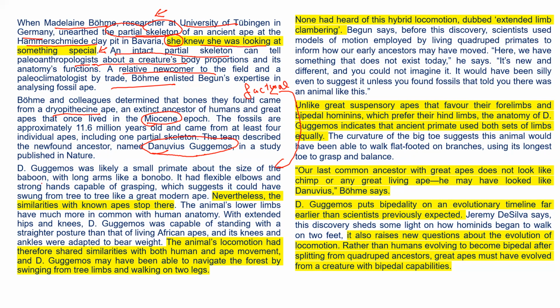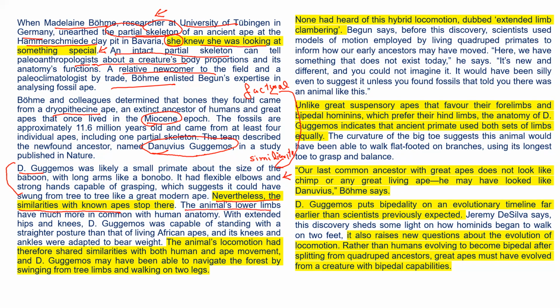Let us now proceed to the third paragraph. Now I'm calling this DG. DG was likely a small primate about the size of a baboon. Again, factual information. What was DG like? This is an important line because this established the link. Nevertheless, similarities with known apes stop there. So these particular lines, of course, tell me the similarity with apes.